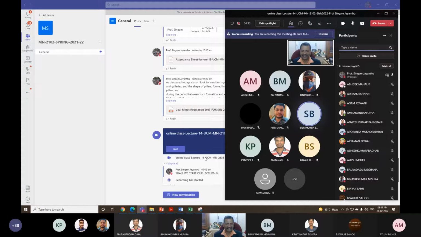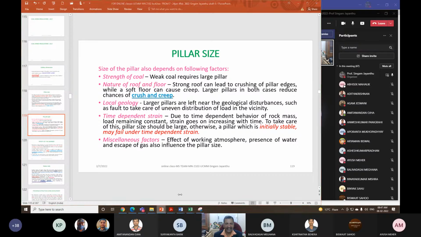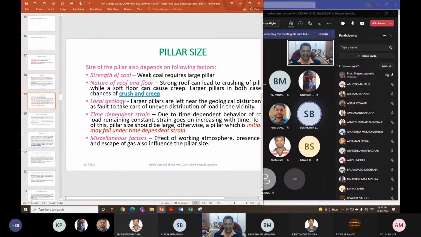Anybody? Sir, I think the question is: even if the gallery size is less than 4.8, why can't we reduce the pillar size? Even if the pillar size is greater than the... Very good. Then it is very simple. Then you can apply to DGMS, right? And take special permission. That clause is already there. You got it? Yes, sir.